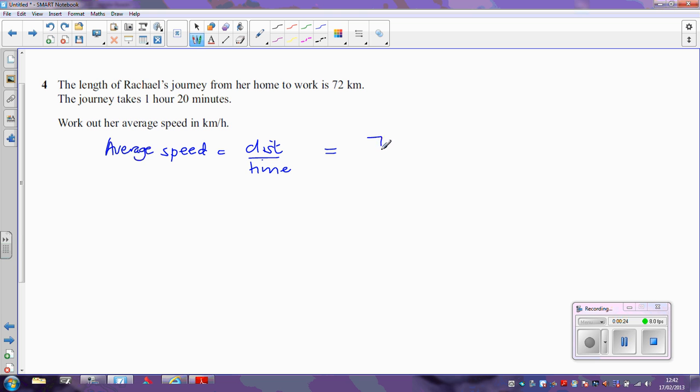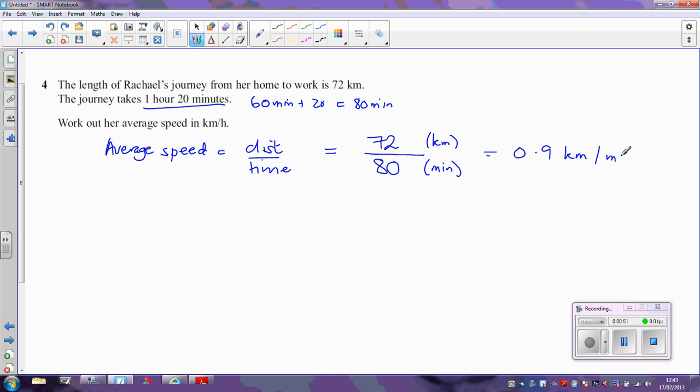If we've got a distance in kilometres, so that's 72, remembering that's in kilometres, the time in minutes, or 1 hour 20 minutes, that's the same as 60 minutes plus the 20 minutes, that's 80 minutes. So to find her average speed in kilometres per minute, if I divide by 80, and remember that's in minutes, that will give me an average speed of 0.9, but that's going to be in kilometres per minute.